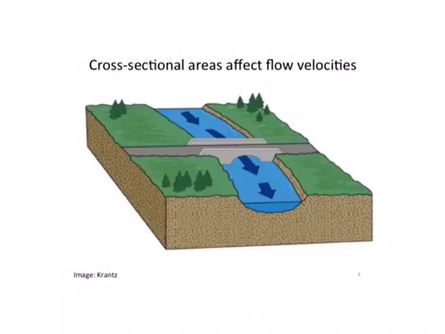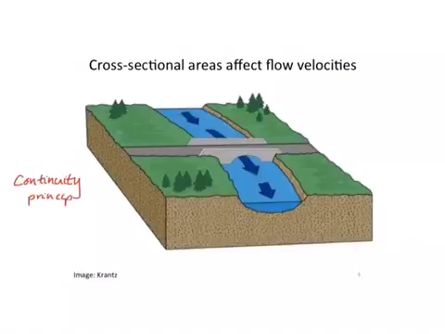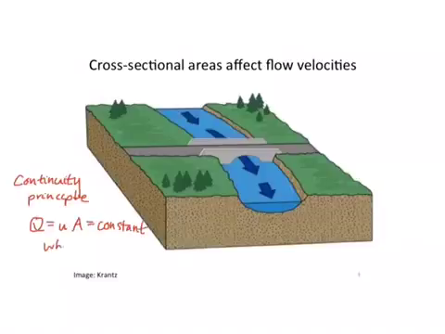Another thing that affects the distribution of flow velocities in rivers is their cross-sectional area. Now, remember the principle of continuity that we talked about last Thursday. So the continuity principle tells us that the discharge has to equal the velocity times the cross-sectional area. And if you don't have any inflows or outflows to a river along a section of interest, then this Q is going to be a constant. Constant where no inflows or outflows.